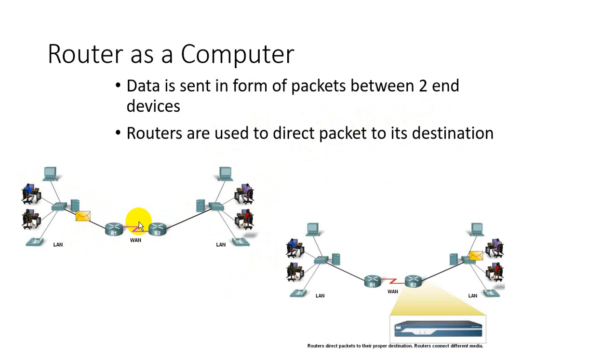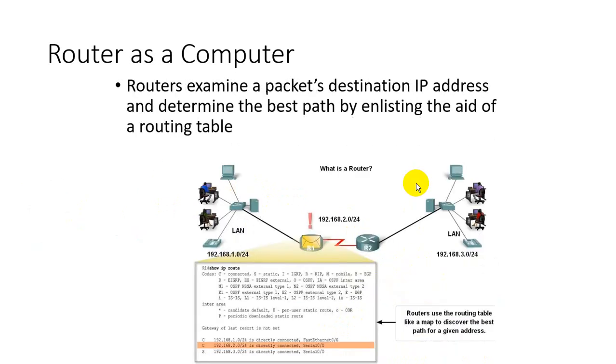Routers are used to direct packets to their destination. So if this is the source and this is the destination, the router forwards the packets to its destination. Routers direct packets to their proper destination. Routers connect different media. For example, this is the Ethernet media and this is the serial link. So the router connects different media as well.